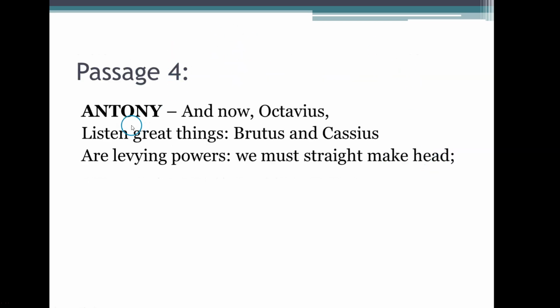Next passage, passage 4. Antony: And now Octavius, listen, great things. Brutus and Cassius are living powers. We must straight make head.